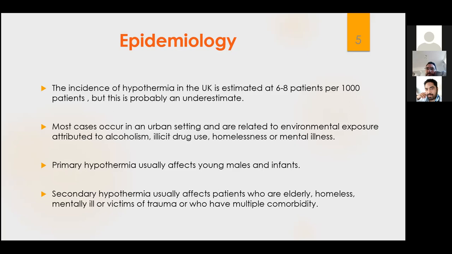And also people with mental illness forget to take their regular medication, and they do not know what they are doing, so they are also exposed to cold weather, and that leads to hypothermia. Going forward, primary hypothermia usually affects young males and infants. Secondary hypothermia usually affects patients who are elderly, homeless, mentally ill, victims of trauma, and who have multiple comorbidities.